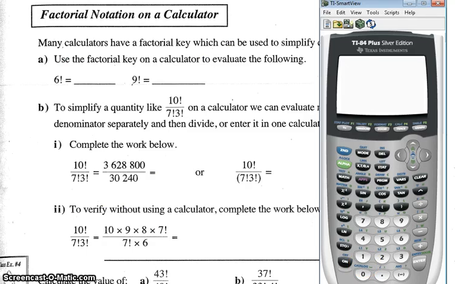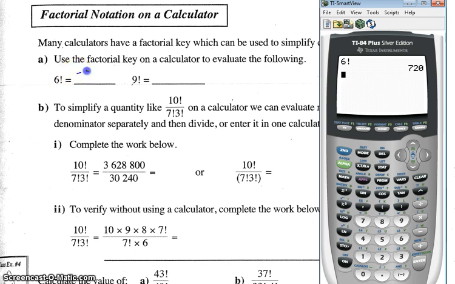Okay, next section is looking at how to do factorial notation on the calculator. And to get 6 factorial, you would type in 6 first of all, go to Math, and then over to PRB, which stands for probability. And you'll notice number 4, so you just hit number 4, and there's our factorial. And we would get 720.